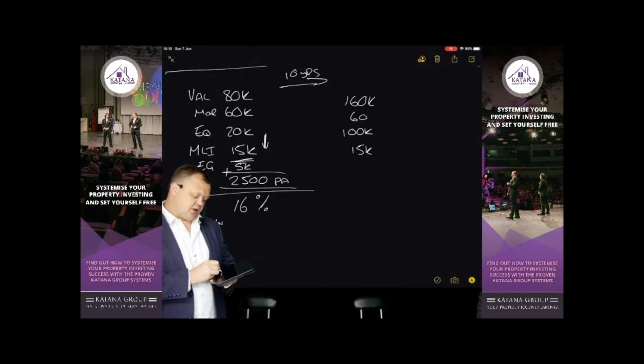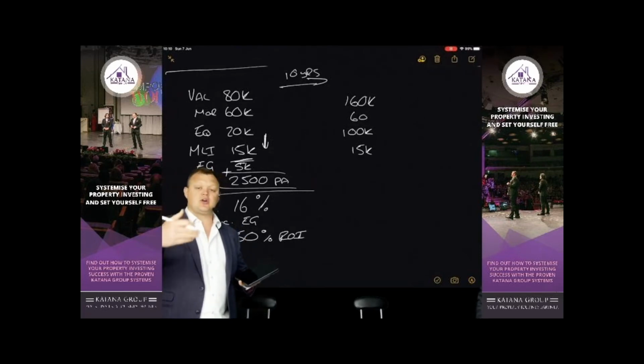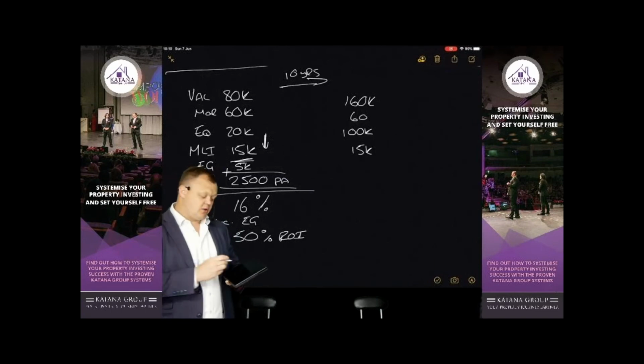So including equity gain, you're making 50% ROI on year one. ROI stands for return on investment. You're making 50% return on your money. Return on your 15K investment, you're making 50%.